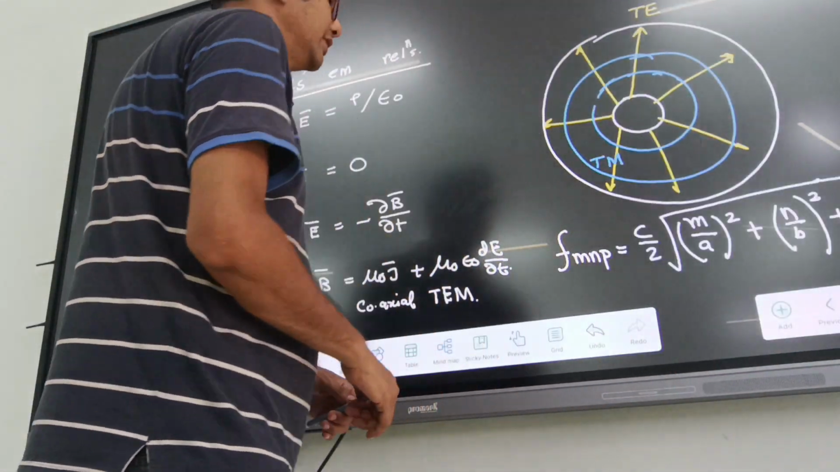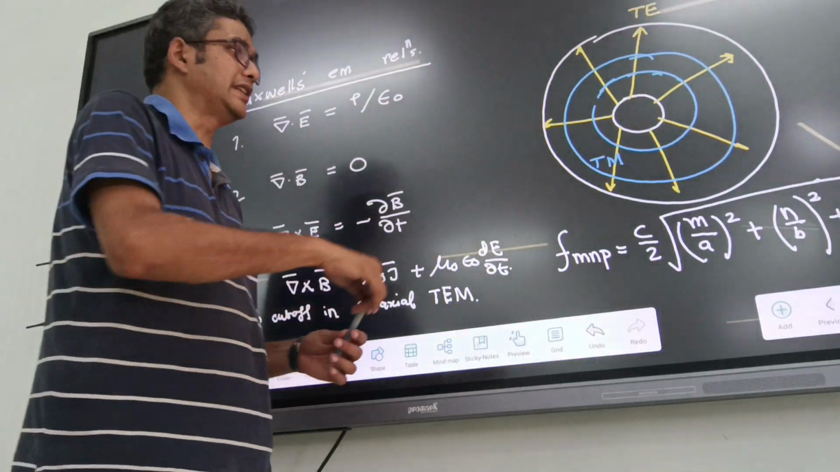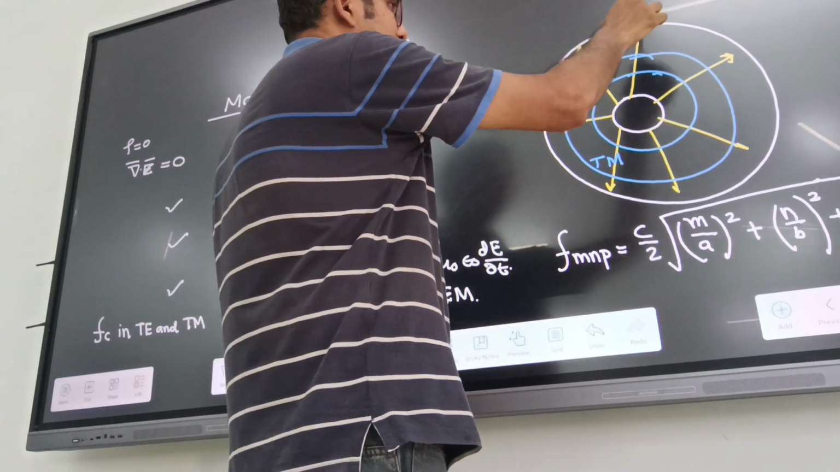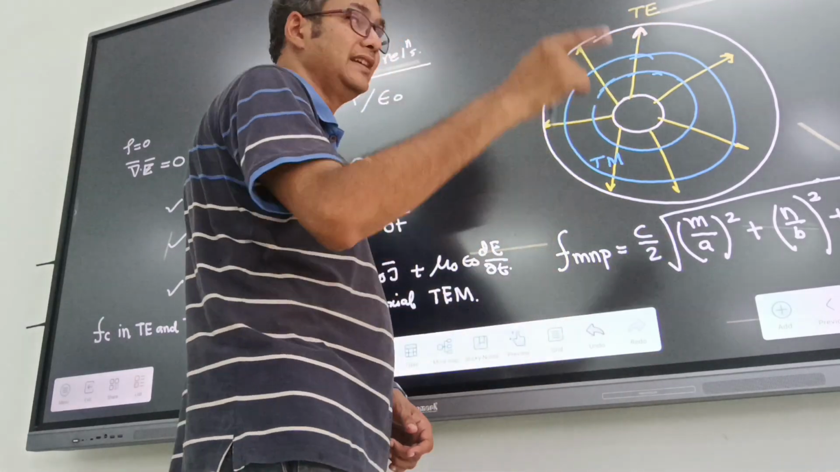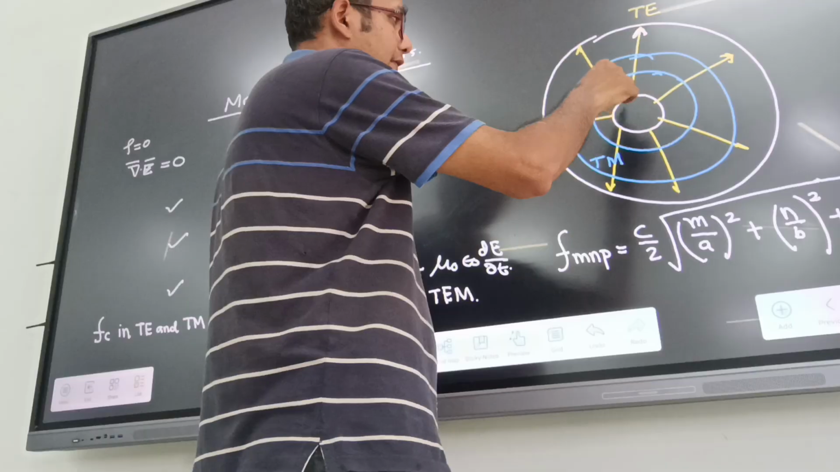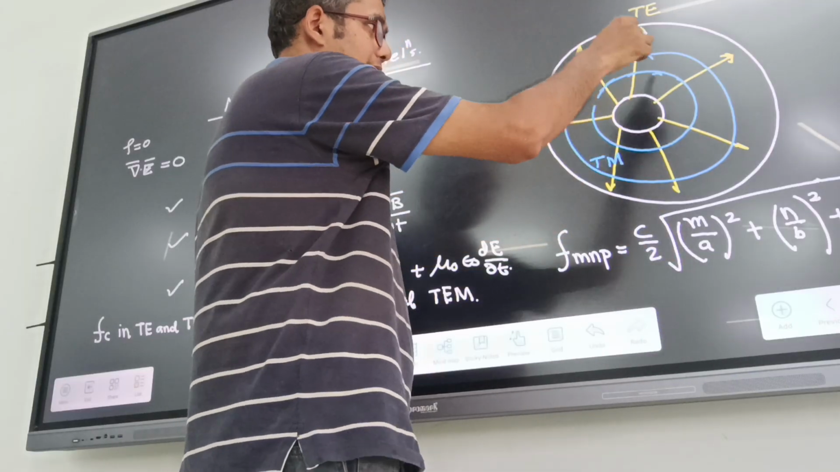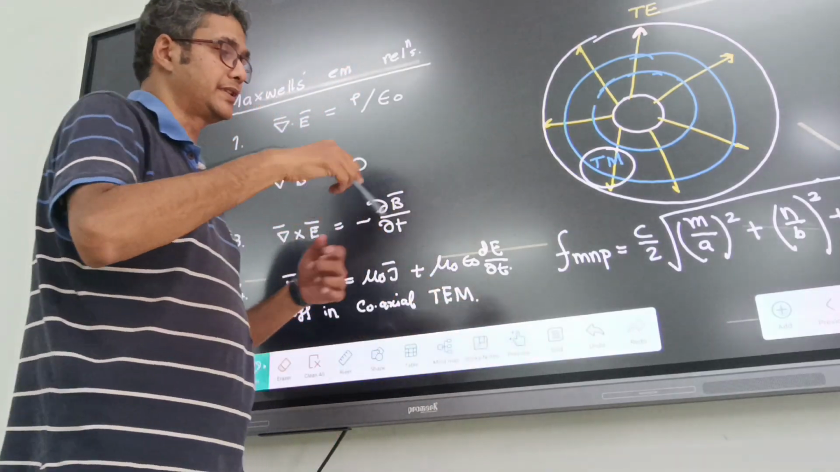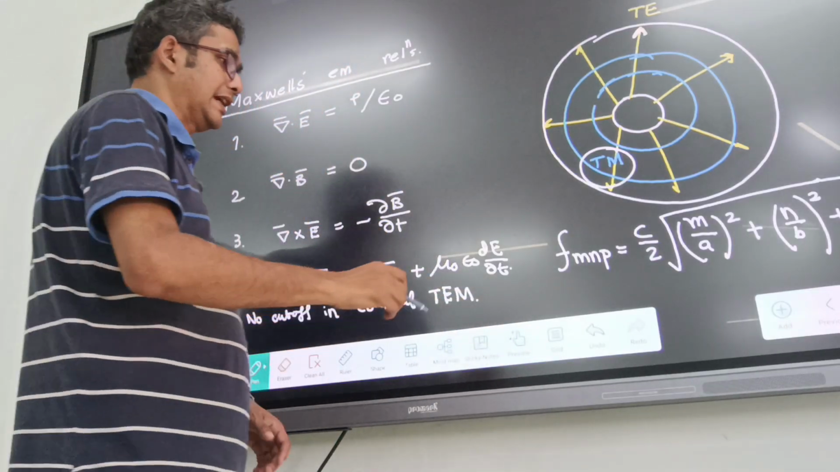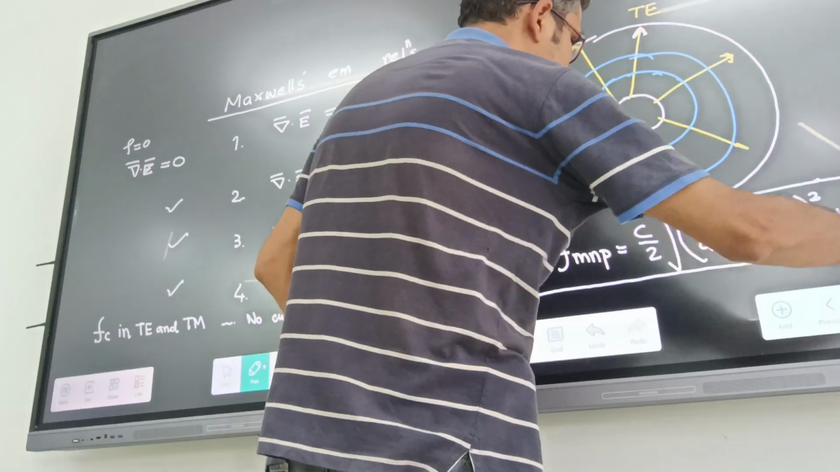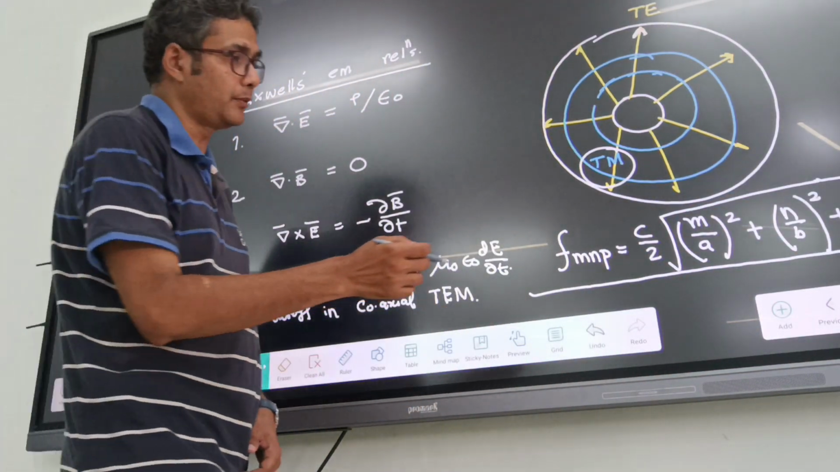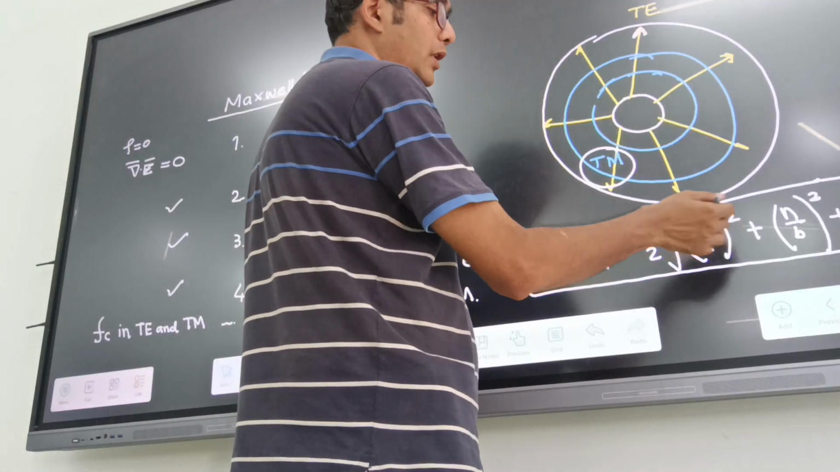Next, this is how the waves inside the coaxial cable look. These are the radial transverse electric field, radial part from the center, and next these blue lines are the transverse magnetic field, which come in a circular path. And this is the standard resonant frequency expression for the coaxial waves, which is dependent upon the modes 0 and 1.